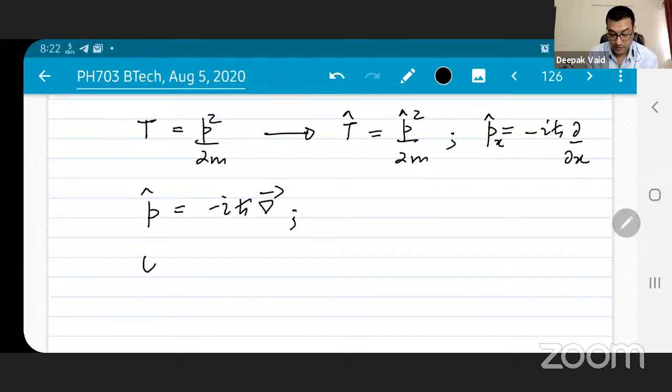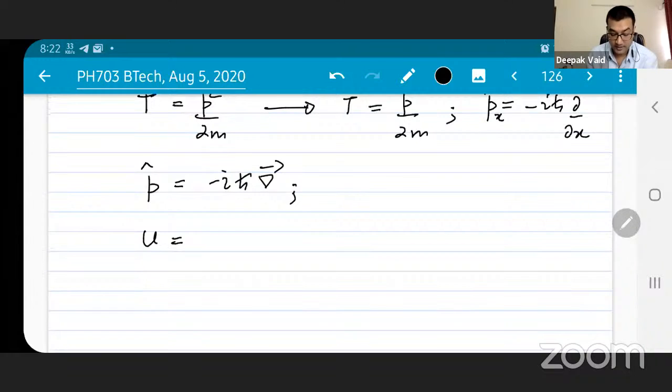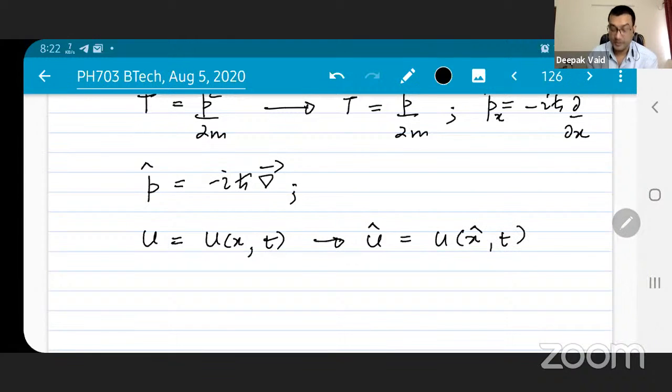And what about the potential energy U? The form of the potential energy can be different. It's generally some function of position, but it can also be a function of time. You can have a time dependent potential energy. So how do you quantize it? You take your position and convert it into an operator.